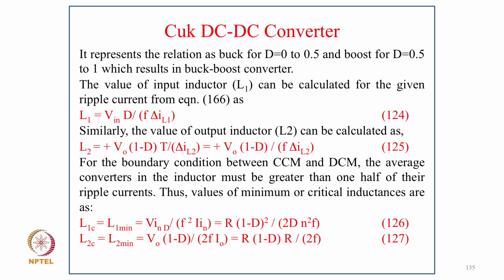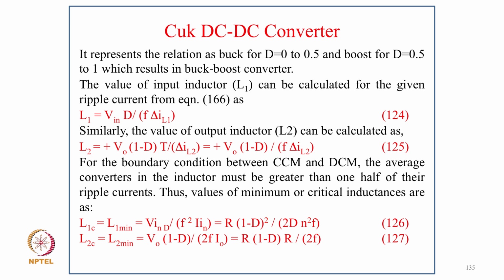Similarly, the value of output inductor can be calculated from L2 equal to plus VO (1 minus D) T upon delta IL2, equal to plus VO (1 minus D) divided by F delta IL2. So for the boundary condition between CCM and DCM, the average current in the inductor must be greater than 1/2 of the ripple current.